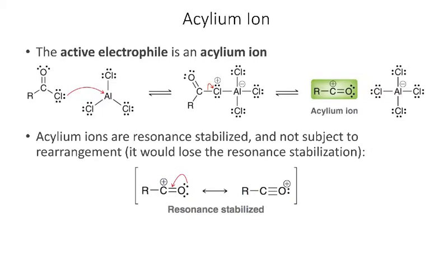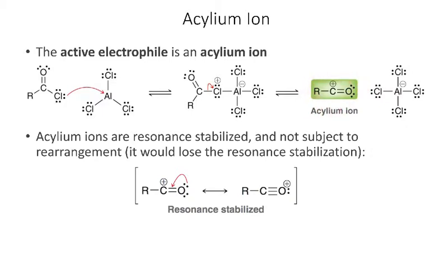The active electrophile in Friedel-Crafts Acylation is called the acylium ion. Now, the formation of this ion is very similar to the formation of the carbocation from the Friedel-Crafts Alkylation. We have the chlorine acting as a Lewis base. The aluminum chloride acts as a Lewis acid in accepting that pair. We get this complex, and then the AlCl4- pops off as a leaving group, leaving us with the acylium ion.